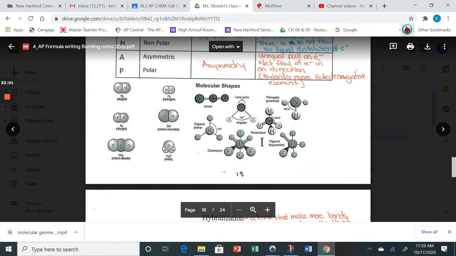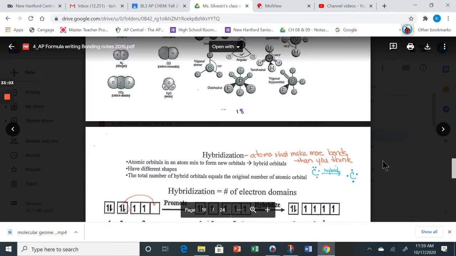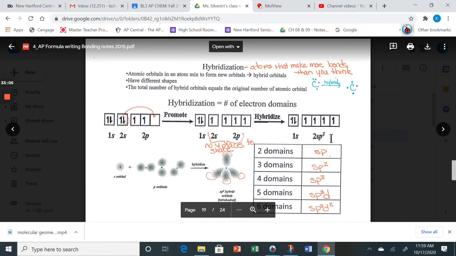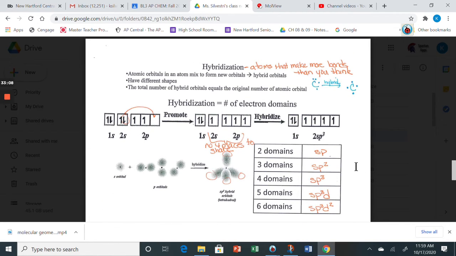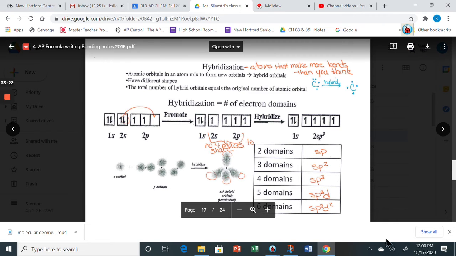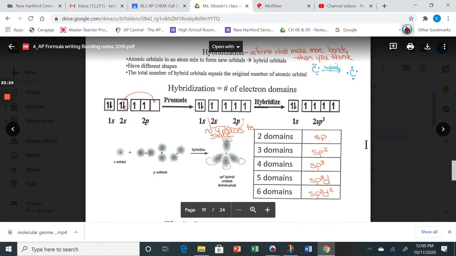So this goes through all the different things. Now we're going to talk about this thing, and we're going to go back and fill in the stuff called hybridization. Hybridization means that you take areas around the atom and you change the shape of the orbital so you can make more bonds. Because that's really what we're doing, is we're changing the shape of the orbital to make more bonds.